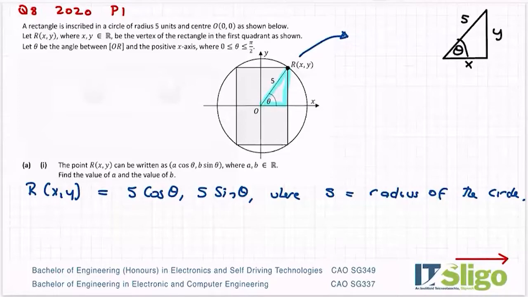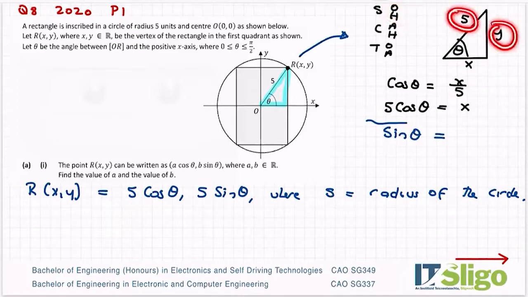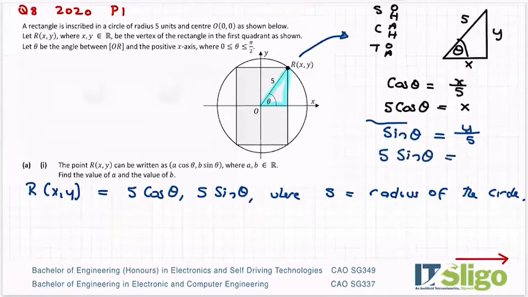Then if we write it in terms of cos and sine, like this is telling us to do, cos theta, so silly old Harry caught a herring trawling off America. Cos theta would be equal to the adjacent over the hypotenuse, so x over 5. Or to write it in terms of x, 5 cos theta is equal to x. In a similar way, sine theta is opposite over hypotenuse, so it's equal to y over 5. Bring up the 5: 5 sine theta is equal to y.